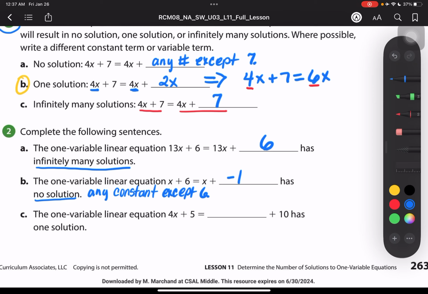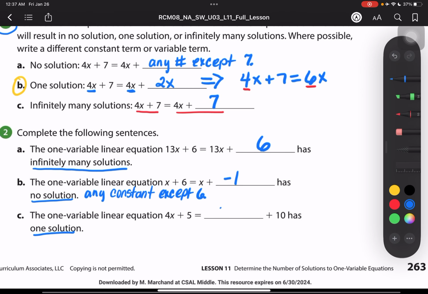Letter C, the one variable linear equation 4x plus 5 equals blank plus 10 has one solution. If it's one solution, our variable terms must be different. So any number in this blank, it has to have the variable x on it, but it cannot be 4x. I'm going to put 2x. But you want any coefficient that's not 4.